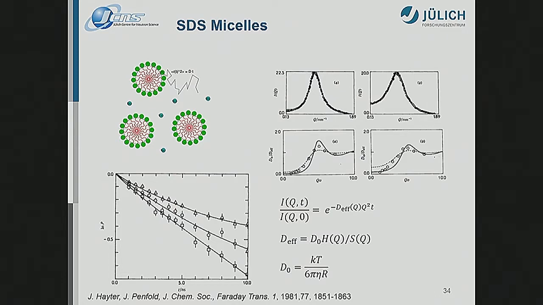And then you can write down for their effective translational diffusion a formula that looks like this, just a single exponent with the effective diffusion coefficient, Q squared times t, and then you can work it out. The effective diffusion coefficient is some free D0 times a hydrodynamic factor and the static structure factor. And then you can compare your data. Those two top plots are from a SANS measurement, and this is the effective diffusion as a function of Q measured at spin echo. That's what we've been doing with our students, except when we plot this, we plot it upside down, but we pretty much got the result that was measured, I don't know, 40 years ago.